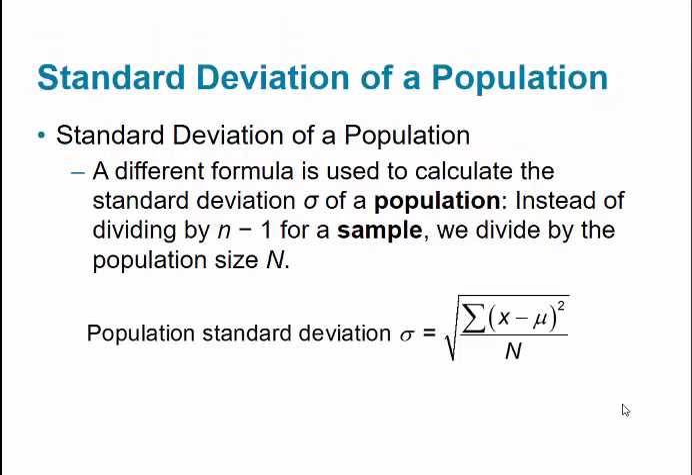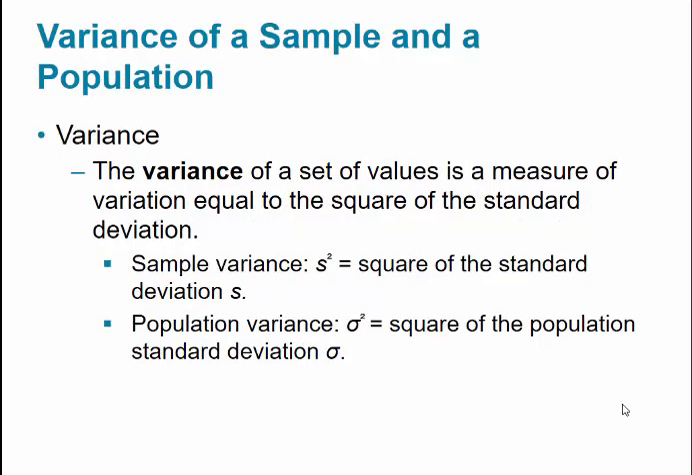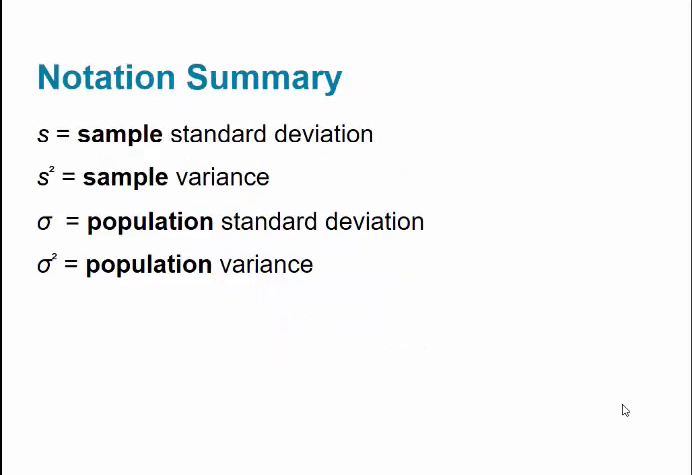Now, standard deviation of a population. Different formulas are used to calculate the standard deviation sigma of a population. So instead of dividing by n minus 1 for a sample, we simply divide by the population size, capital N. Now, the variance of a set of values is a measure of variation equal to the square of the standard deviation. So the sample variance, s squared, is the square of the standard deviation. Population variance, sigma squared, is simply the square of the population standard deviation. So if we find the standard deviation, whether it be a population or a sample, we can simply square that to find the variance. So here's some notation.